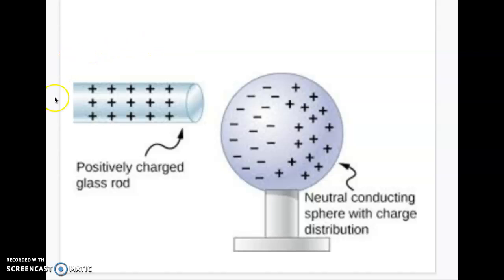So by bringing this glass rod, which is positively charged, what it's doing is it's attracting all the negative charges towards one side, this negative side, this side which is now negative. Now, because the negative charges have vacated this area, this leaves an overall positive charge on this side. The consequence of this is that these two will attract each other.